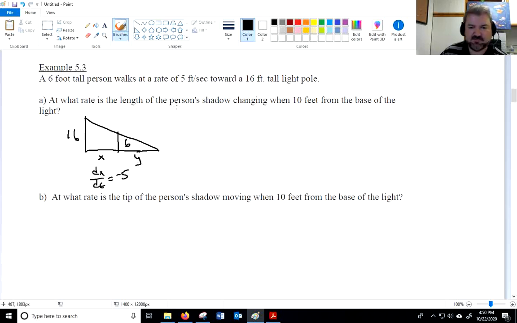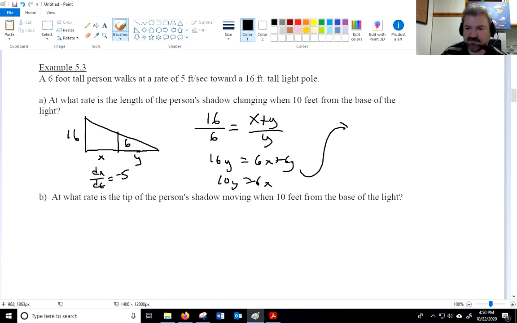All right. Well, let's set up a proportion. The big triangle's height is 16 to the little triangle's height is 6, as the big triangle's base of x plus y is to the little triangle base of y. And I'll just do a little cross product here. 16y is equal to 6x plus 6y. So 10y equals 6x. And we can actually go ahead and reduce that even further. We'll just say that y is equal to 3/5 x, right?